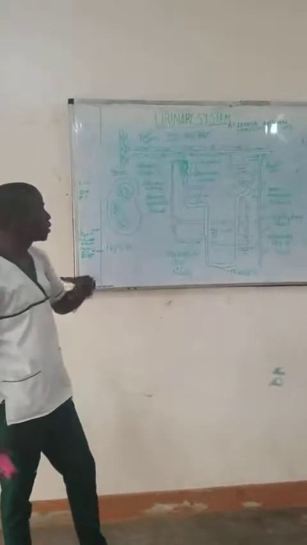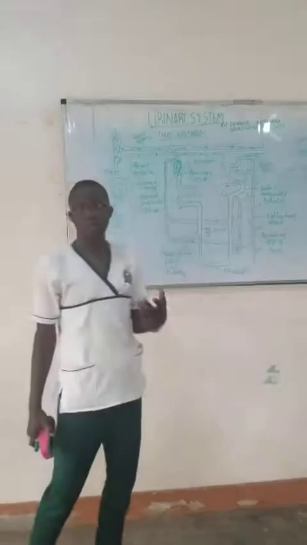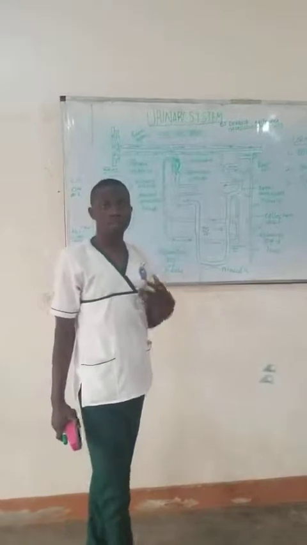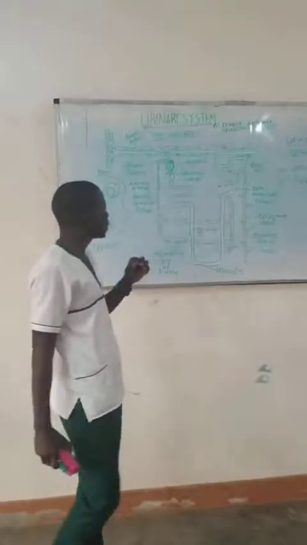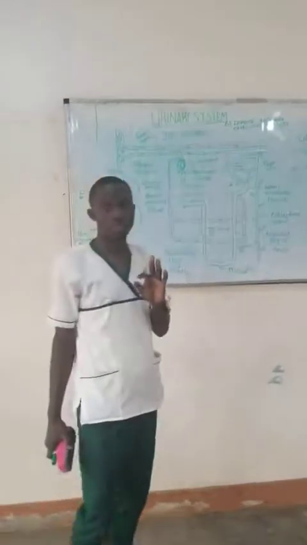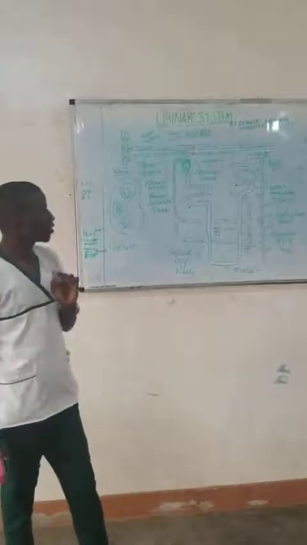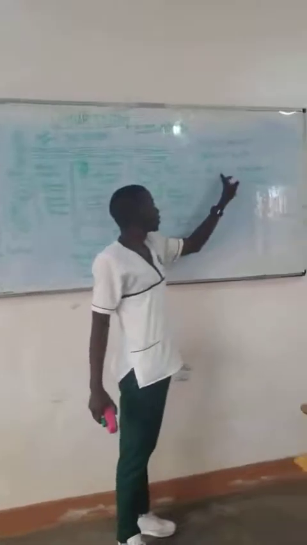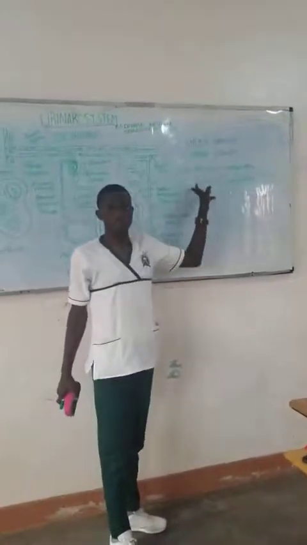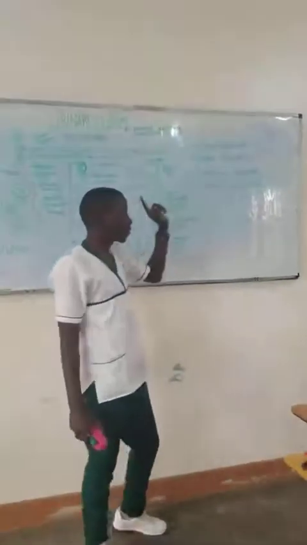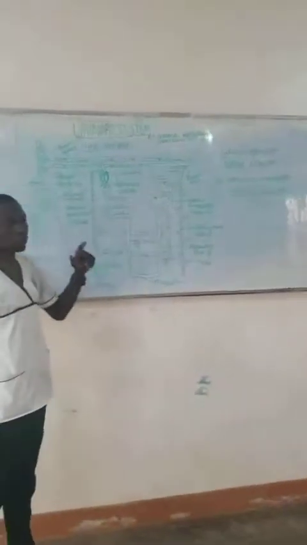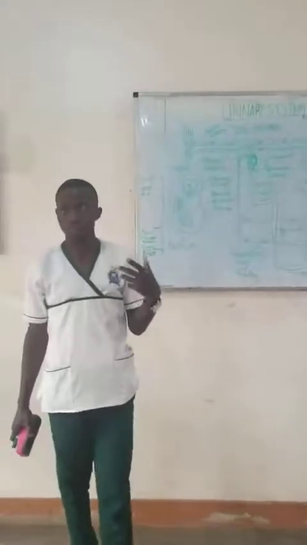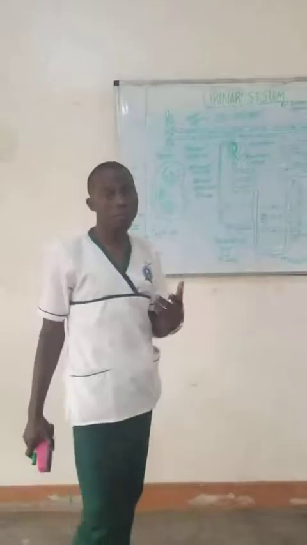Now, we are going to see the process of urine formation. How is urine formed? Urine is formed in 3 stages. These 3 stages include ultrafiltration, selective reabsorption, and tubular secretion. But remember that we said urine formation takes place in the functioning unit of the kidney called the nephron.